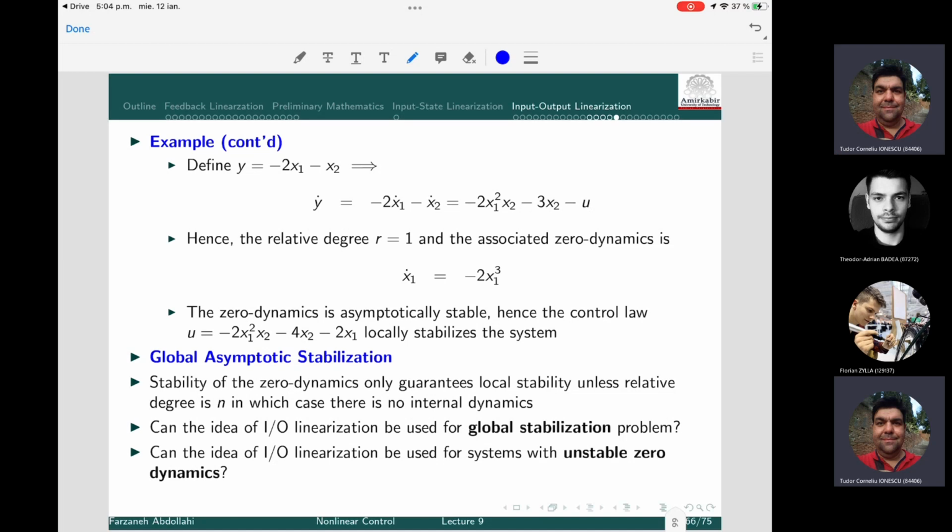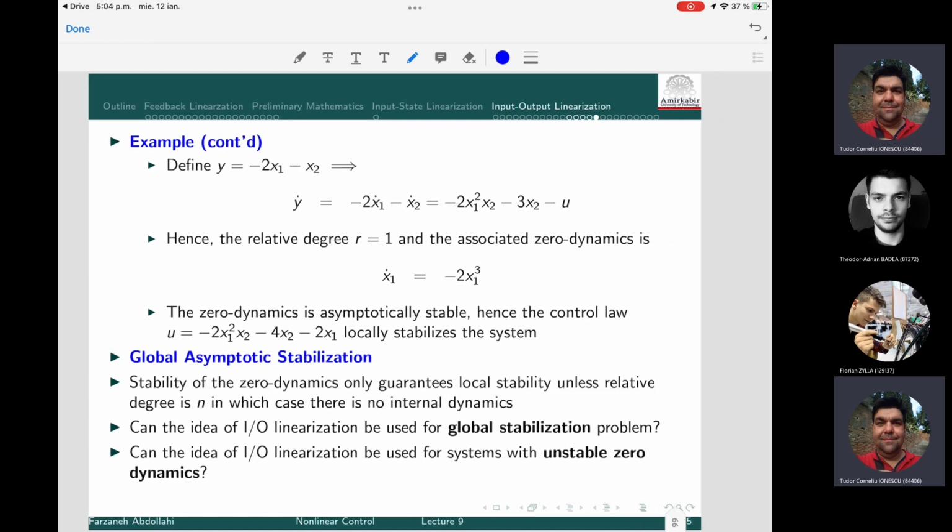You can also achieve global asymptotic stabilization. Stability of the zero dynamics only guarantees local stability unless the relative degree is n, in which case there is no internal dynamics, like we mentioned before. Can the idea of input-output linearization be used for the global stabilization problem? Can it be used for systems with unstable zero dynamics? So, non-minimum phase.